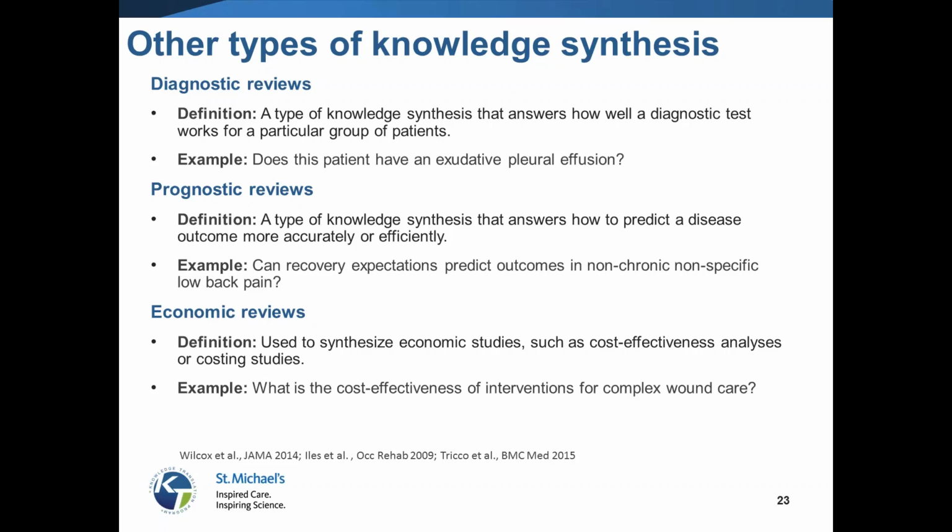And another type of review that Cochrane is, again, experts in is a prognostic review. And they do have a prognostic group as well. So this is trying to figure out how do we predict a disease outcome more accurately or efficiently. And this is an example of one that wasn't actually conducted by our group, but the example is, can recovery expectations predict outcomes in non-chronic, non-specific low back pain? So this again was done to help clinicians better predict outcomes for those who had back pain.